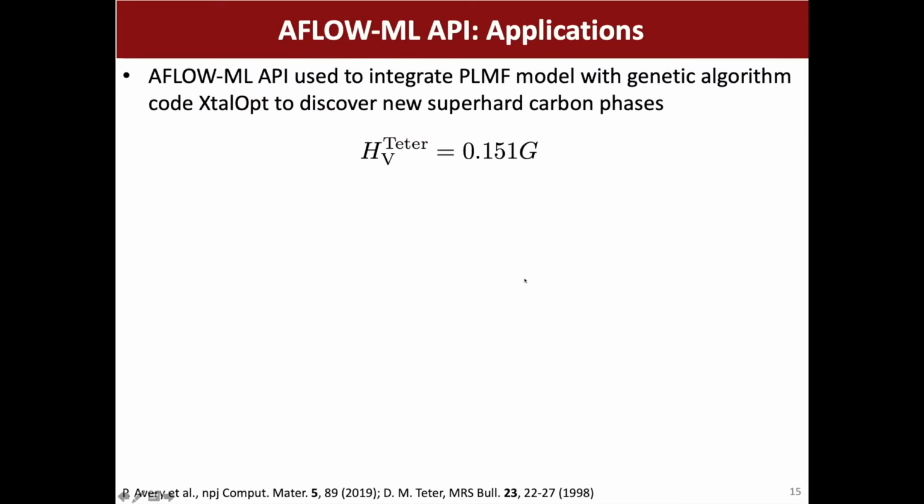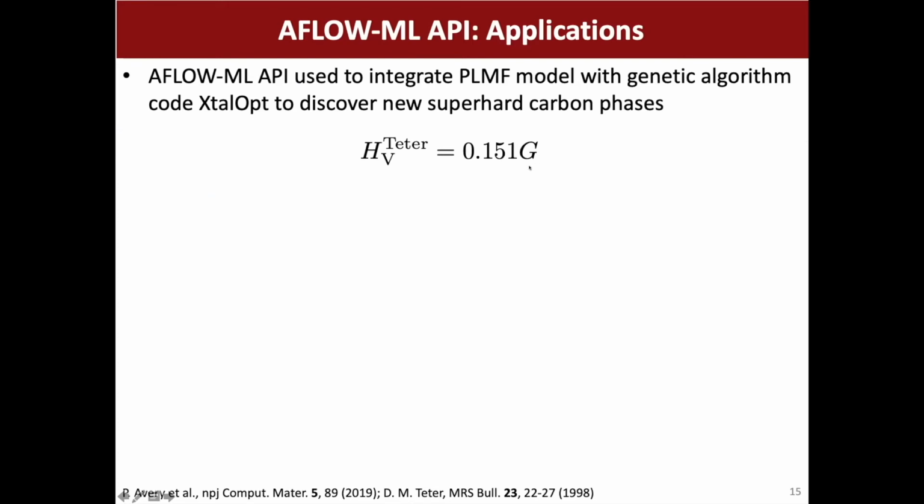Okay, and then just to give you an example of where we have actually used this and built this into a materials discovery workflow. We integrated the PLMF model with a genetic algorithm code called AFLOW-GA, which was developed by our collaborators at the University at Buffalo, to discover new superhard carbon phases. So the idea here is that to estimate the hardness, we use this model from Toher, which is based on the shear modulus.